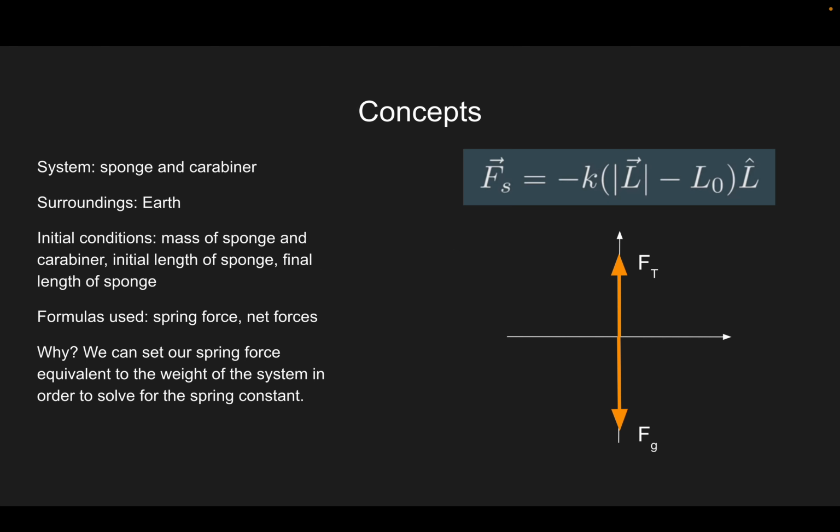So in this experiment, we're going to label the system as the sponge and the carabiner, and so the surroundings being the earth. So the initial conditions are the masses, which are found using a scale, and the initial and final length of the sponge, measured with a tape measure. So the sponge is attached to a tripod that is fixed, while the carabiner is hooked onto the sponge on the other end and let go. At the initial and final states, the system is at rest, and we will use this concept of static equilibrium to perform the calculations later.